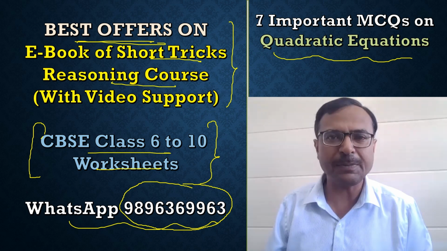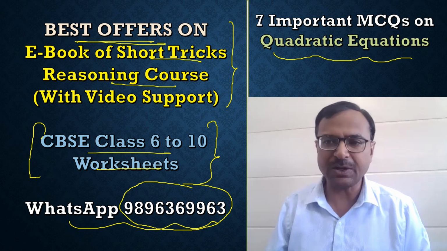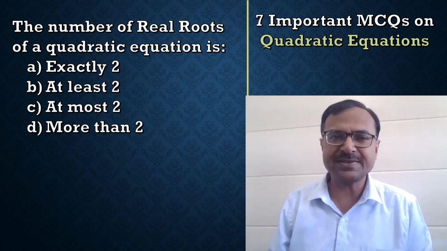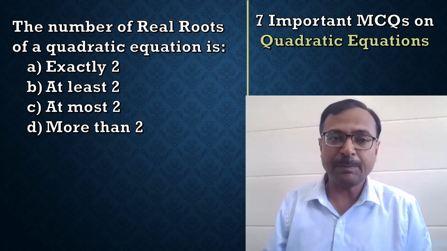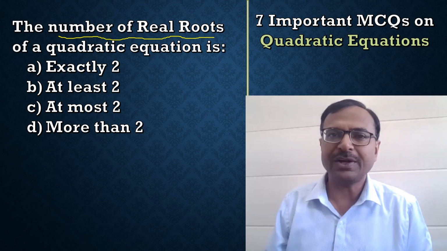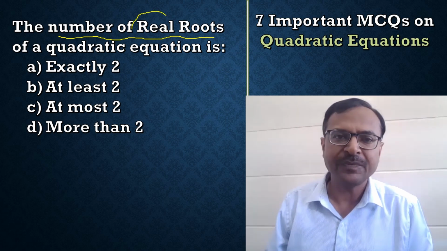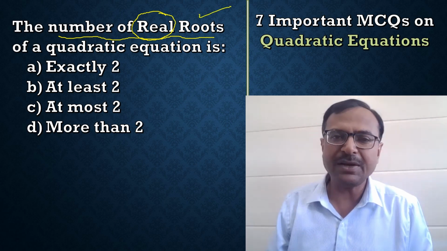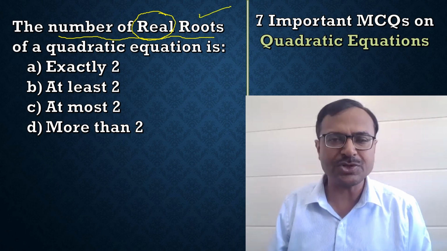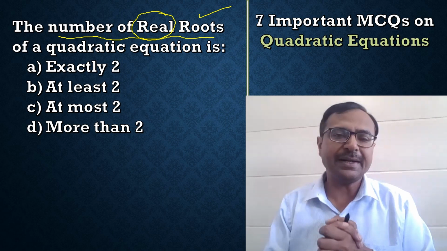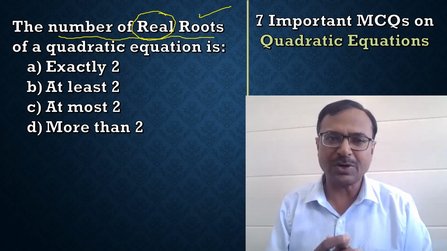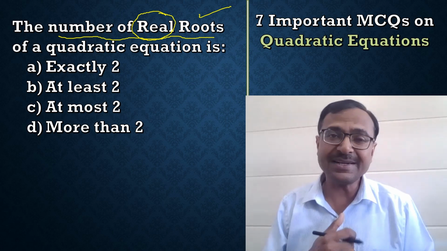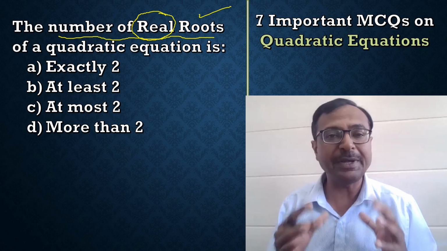So let's see the topic in hand. 7 important multiple choice questions on quadratic equations. The first question which I'm going to take up is regarding the number of real zeros. Now there's a very important keyword here that is called real. If you ask somebody how many roots does a quadratic equation have, he will tell you that there are 2 roots because the degree of the quadratic equation is 2. But is it necessary that both the roots will be real?